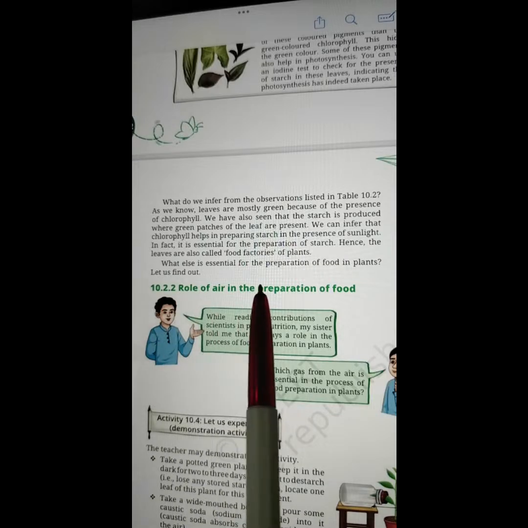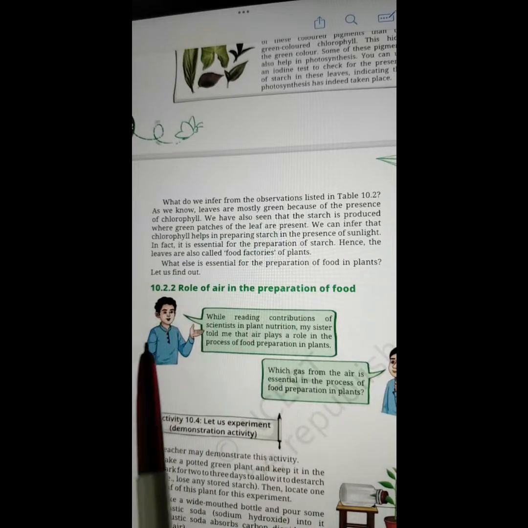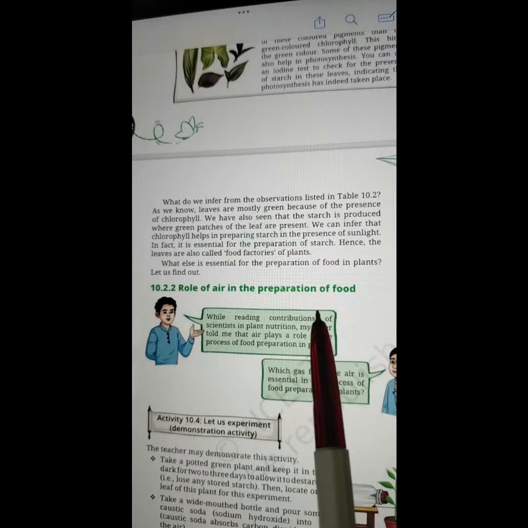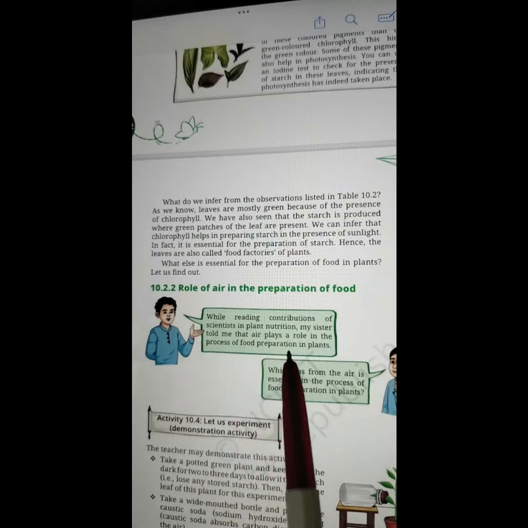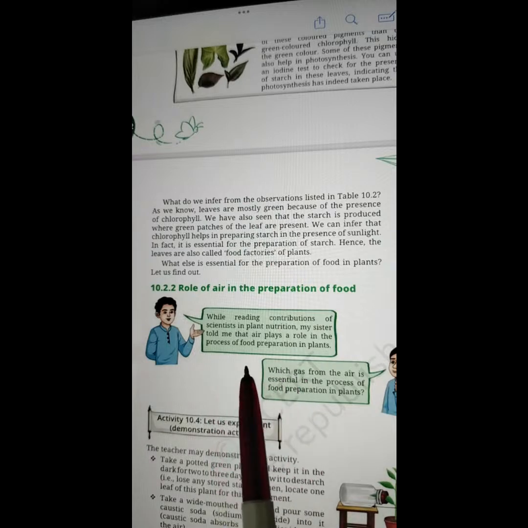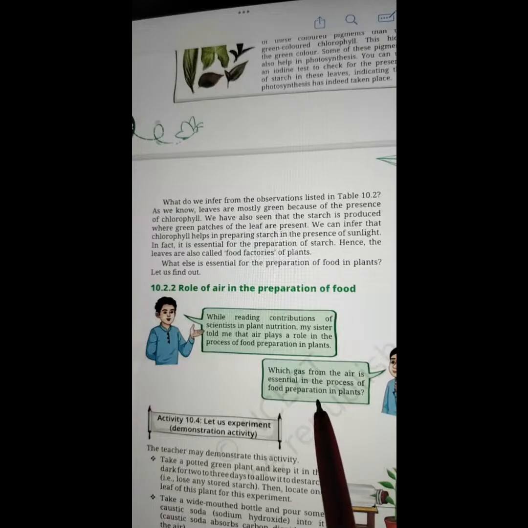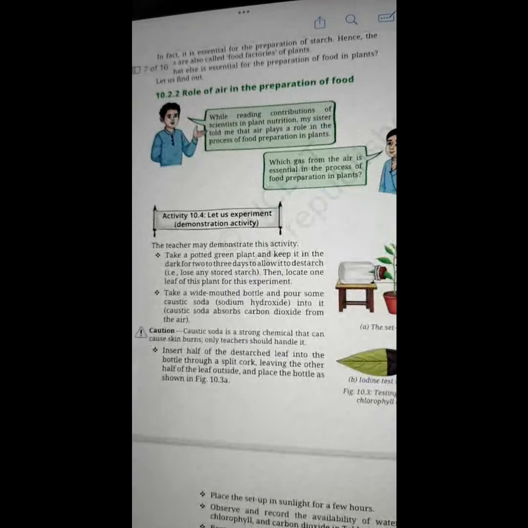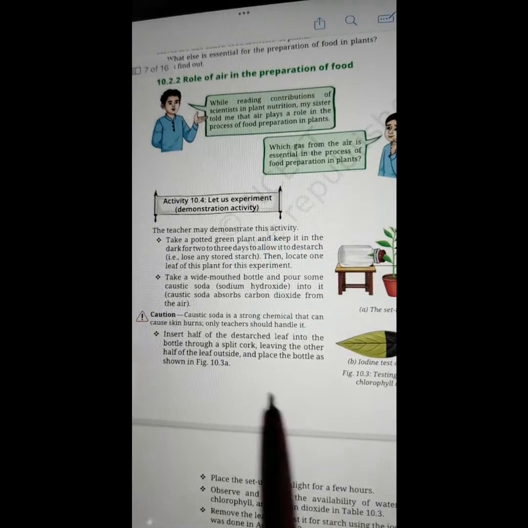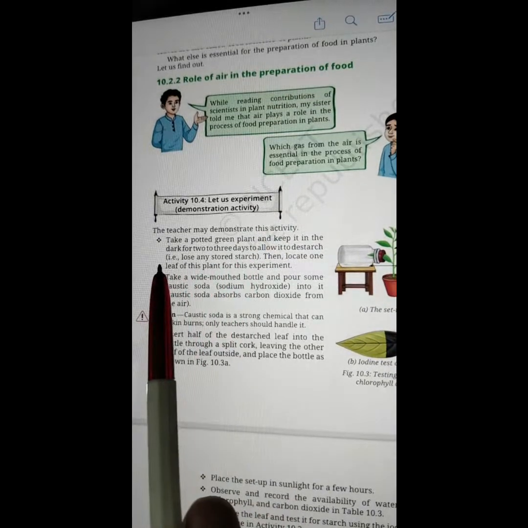What else is essential for the preparation of food in plants? Role of air in the preparation of food. While reading contributions of scientists in plant nutrition, my sister told me that air plays a role in the process of food preparation in plants. Which gas from the air is essential in the process of food preparation in plants? Activity 10.4. The teacher may demonstrate this activity.